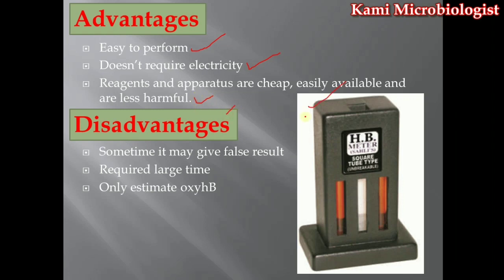What are the disadvantages of the Sahli method? Let's talk about that. This method sometimes gives false results, and it requires a long time. Moreover, it cannot estimate all the hemoglobin types, like we have oxyhemoglobin, we have cyanohemoglobin, we have carboxyhemoglobin, carbomonohemoglobin, okay? So it only estimates oxyhemoglobin, not the other types of hemoglobin. So these are the disadvantages.